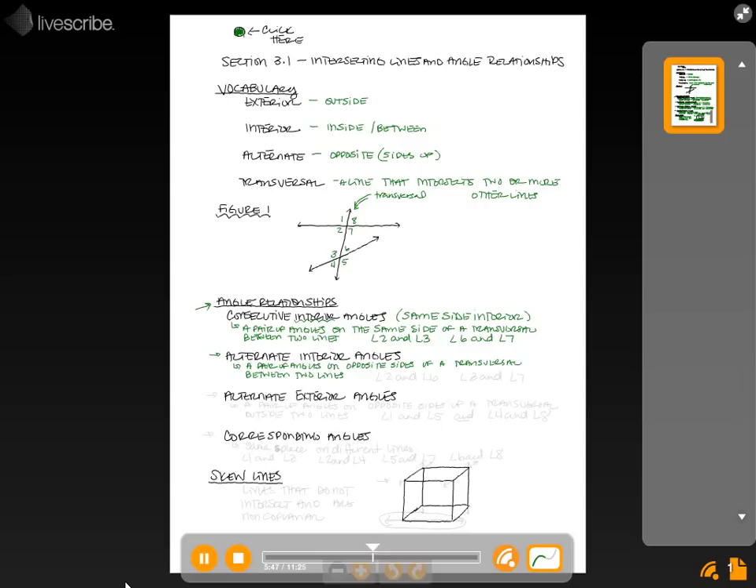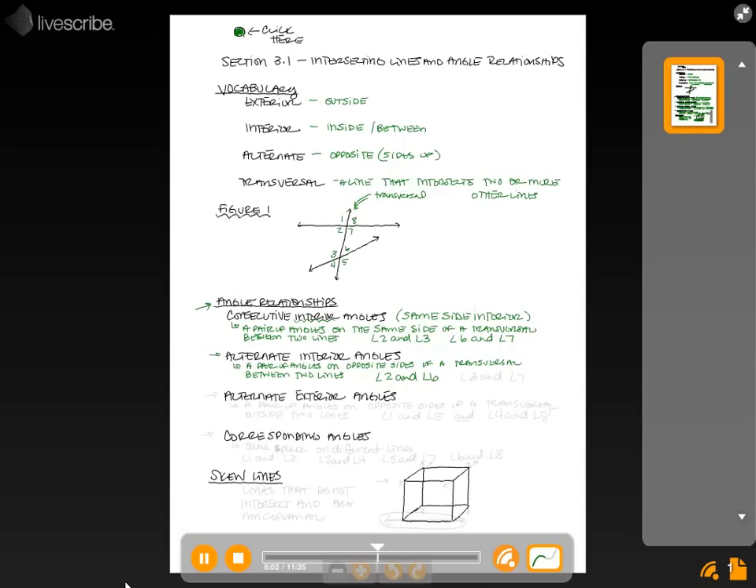Now in our picture there's going to be two pairs of those. And the first one is angle 2 and angle 6. Notice they are on opposite sides of that transversal, and both of them are between the two lines.